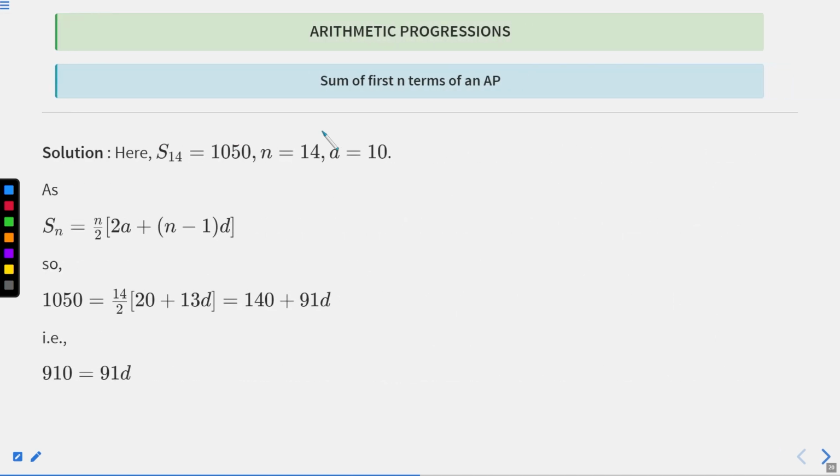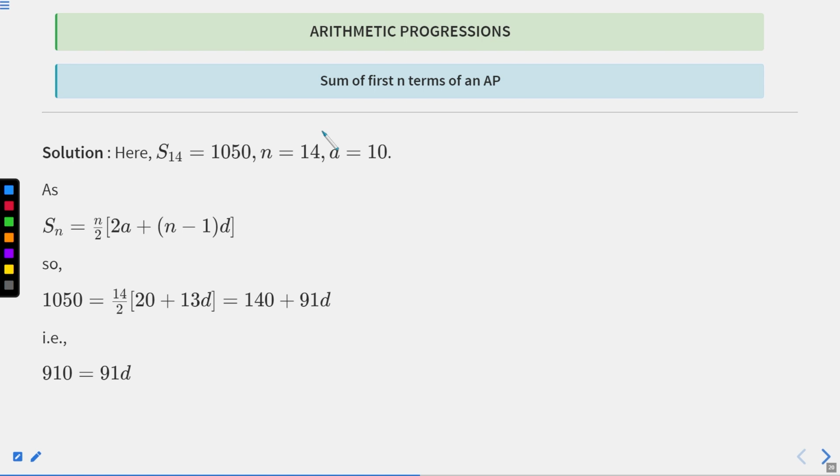So here S14, that is given to us, is equal to 1050, and the value of n is equal to 14. The first term a is equal to 10. And as we know the formula, Sn is equal to n by 2 times 2a plus n minus 1 times common difference d. So 1050 is equal to 14 by 2 times 2a, where a is equal to 10, plus 14 minus 1, that is 13, times common difference d.